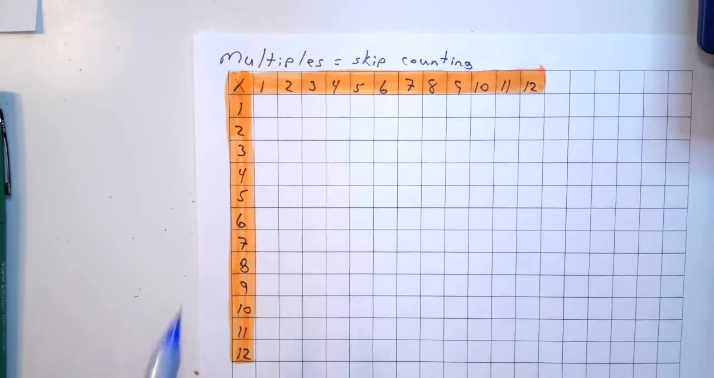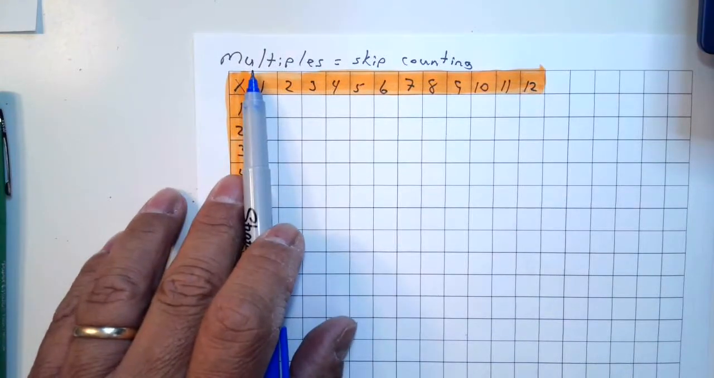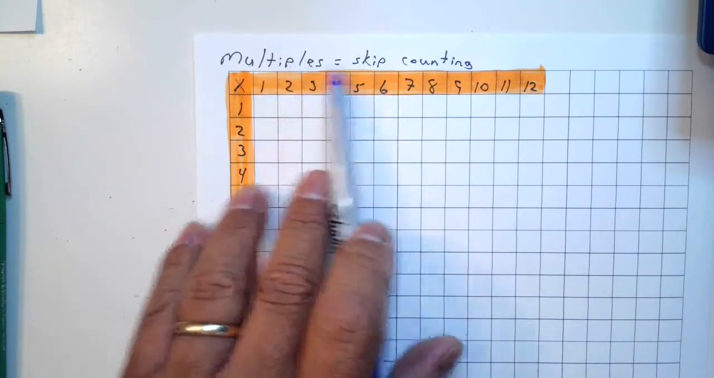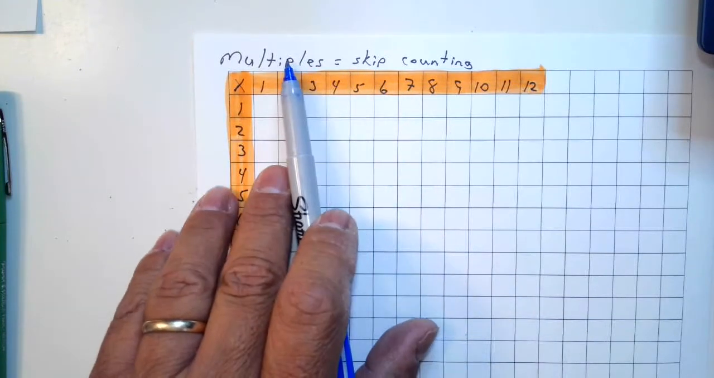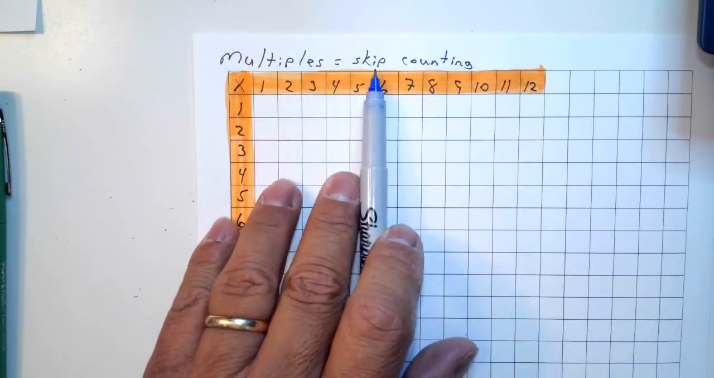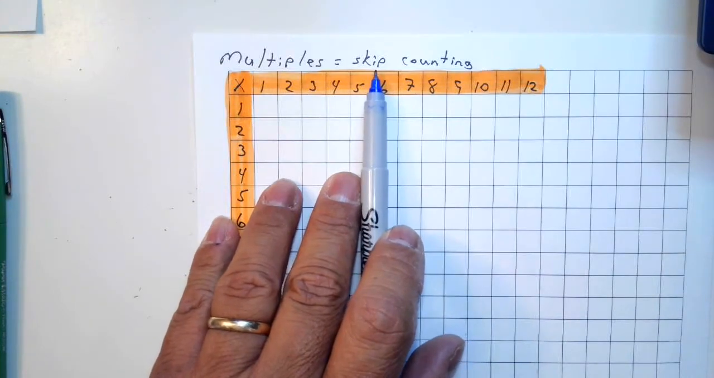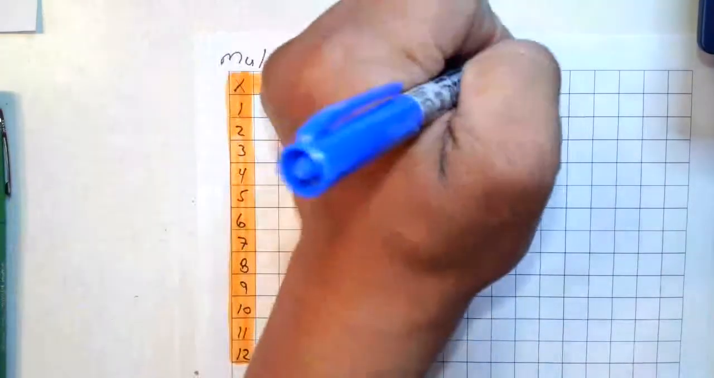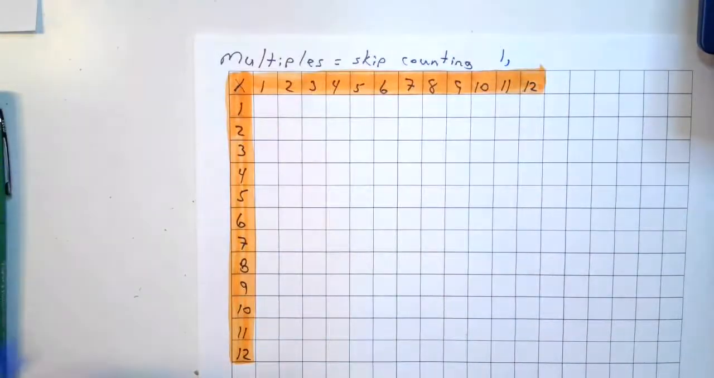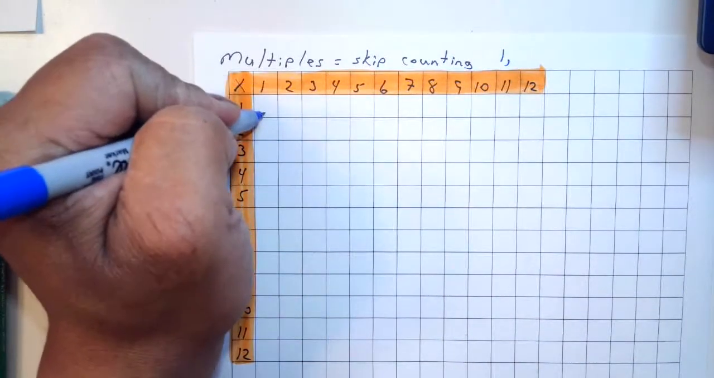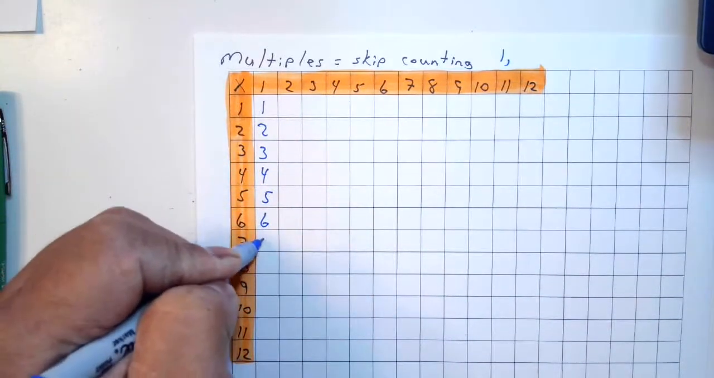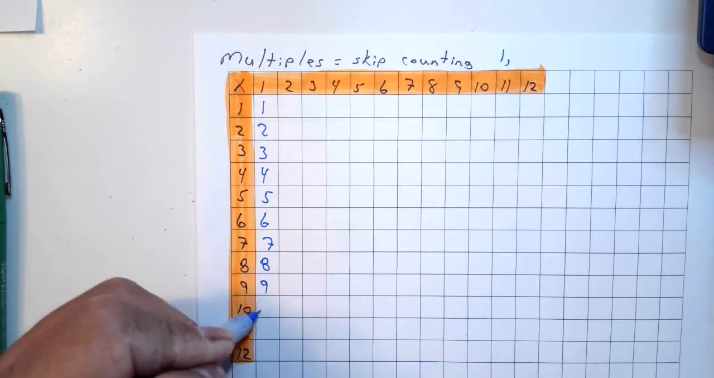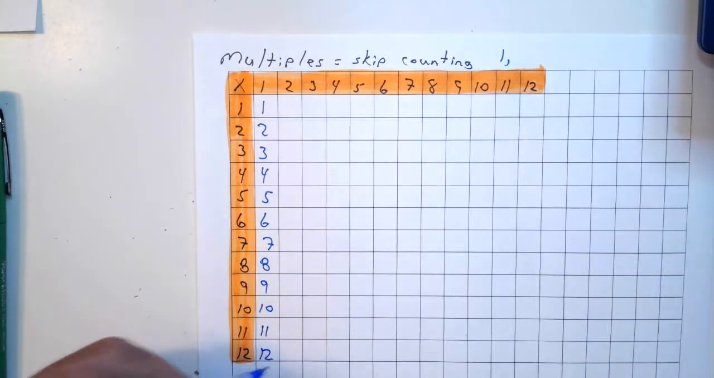Now, throughout the video, you're going to hear me saying the word multiples. Multiples is just a fancy word for skip counting. These are synonyms. Multiples means skip counting. And when you're doing multiples, or skip counting, you're starting with 0. The first one we're going to do is the multiples of 1, or skip counting by 1. We have 1, 2, 3, 4, 5, 6, 7, 8, 9, 10, 11, 12.